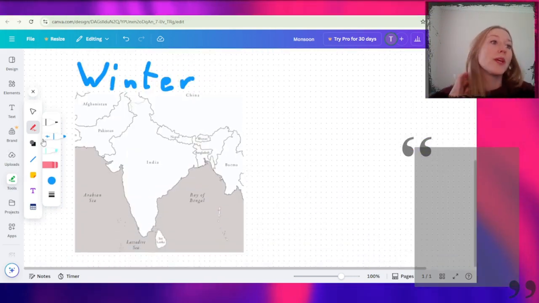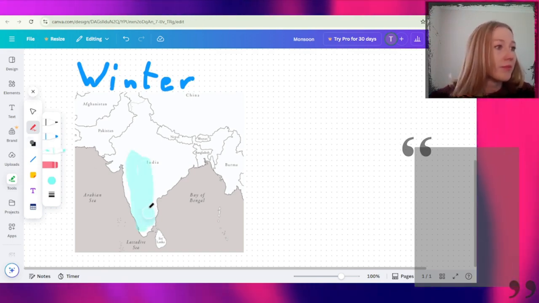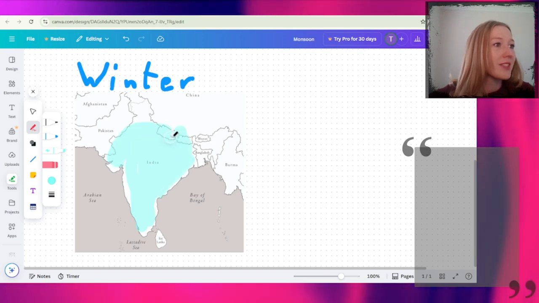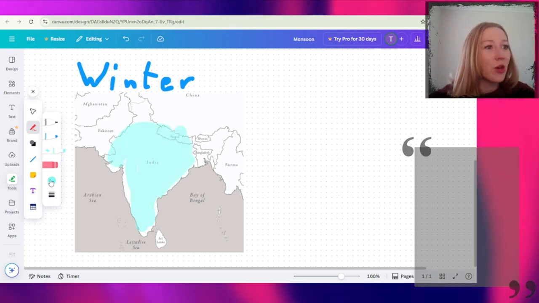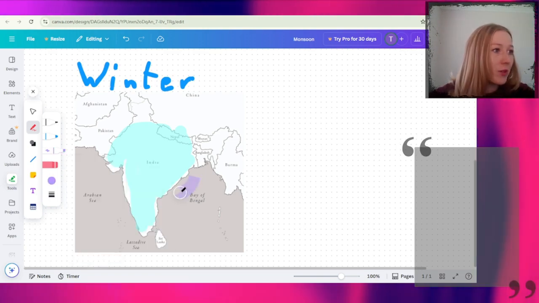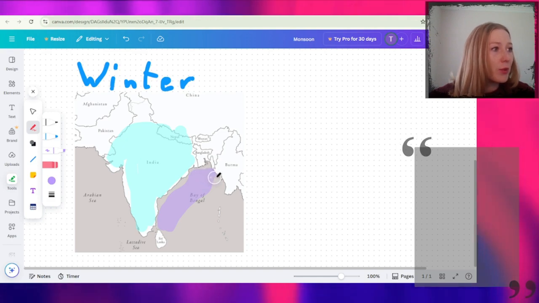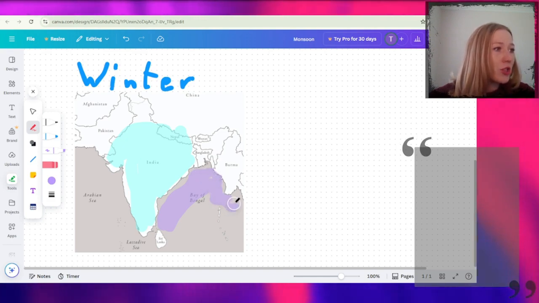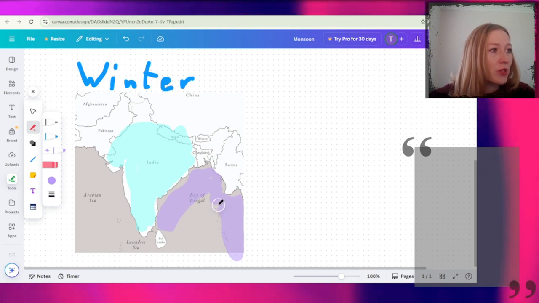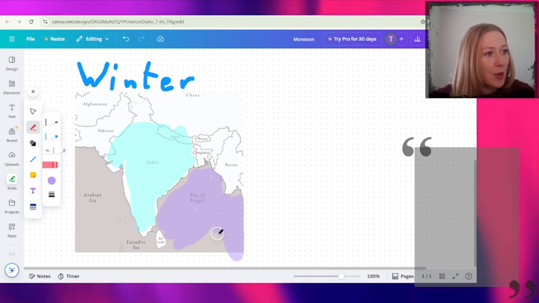Now, at this point, the land will be cold because it's winter. Makes sense. Then the ocean would be warmer than the land. So you see, I'm using that same purple again. The reason why I'm using the purple is to show you that the ocean changes temperature really slowly. So I'm trying to show that it's relatively the same temperature.